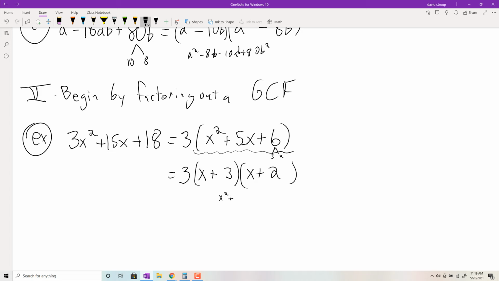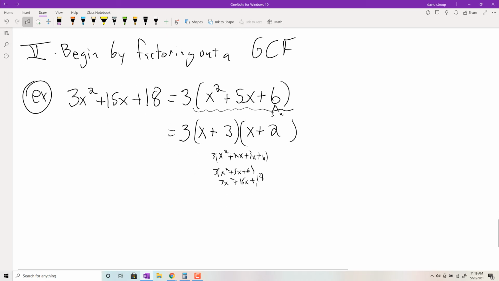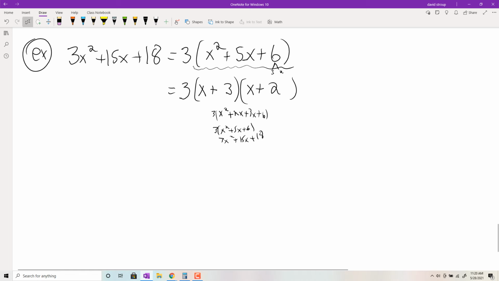First, outer, inner, last, times 3. And then we have, so this takes a little longer, and then distribute. Yeah, it works. So it's a good habit to get into. It's just always factoring out the GCF first. Let's look at a whole bunch of these. And then we just have one extra thing to do after this.